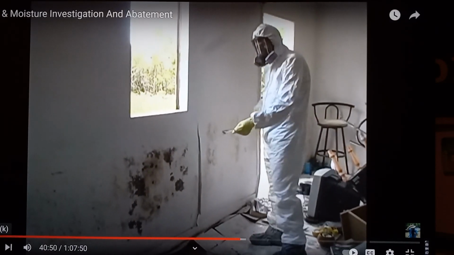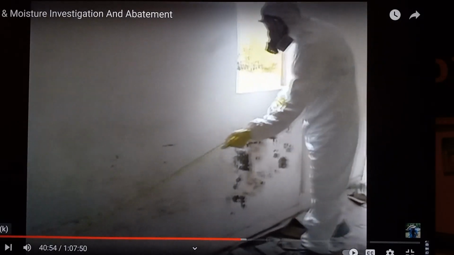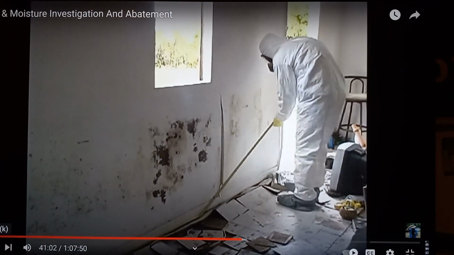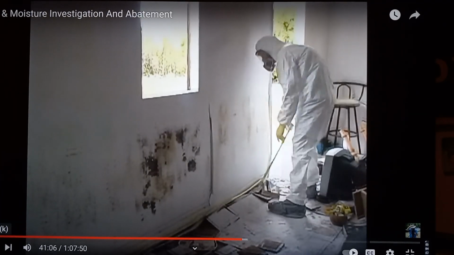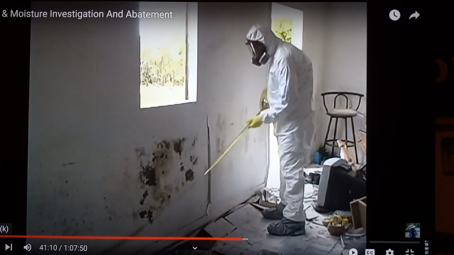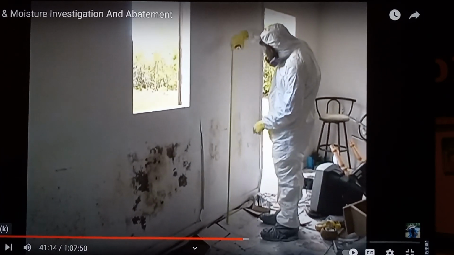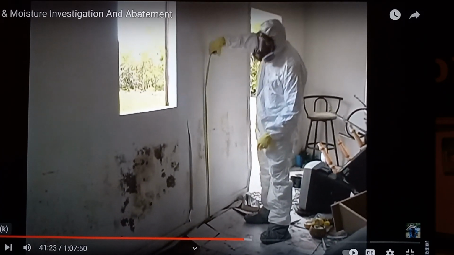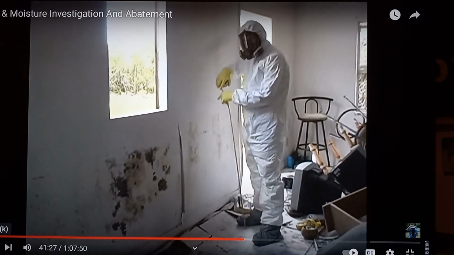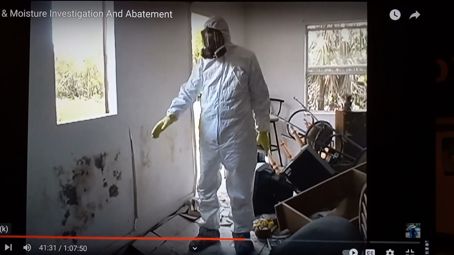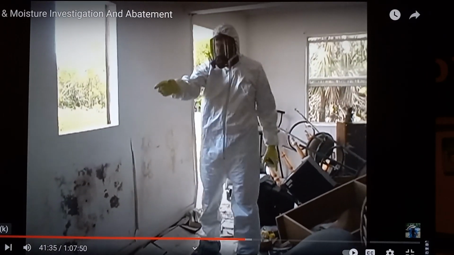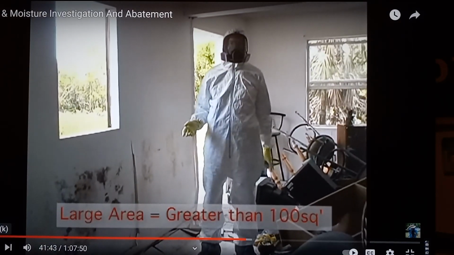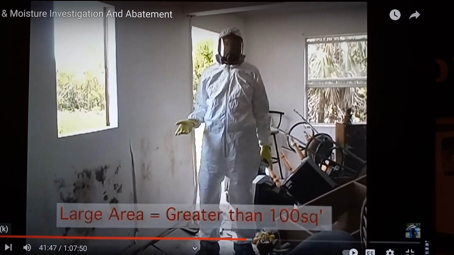Now I'm going to take a measurement of the area. I have 13 feet on this wall. And I would say it goes up to almost 4 feet. All the walls in the house have this or greater. It's present on that wall, this wall, the wall behind me. So this meets the criteria to be over 100 square feet of possible mold colonization.